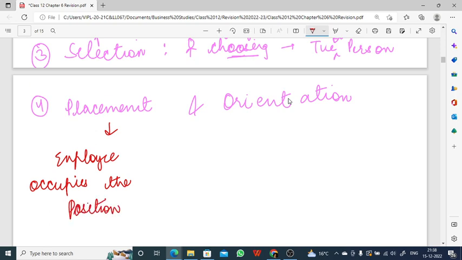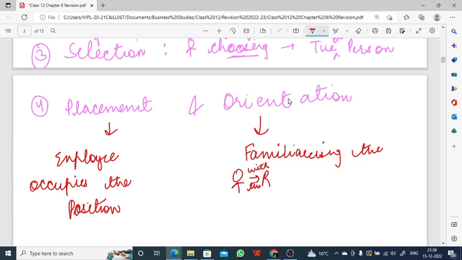Okay, so when I'm talking about orientation, I'm basically familiarizing the employee who has recently been selected with the rules and policies of the organization.